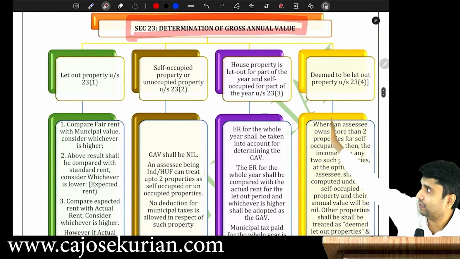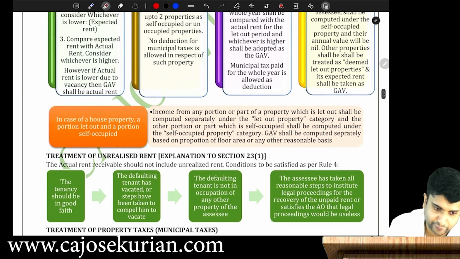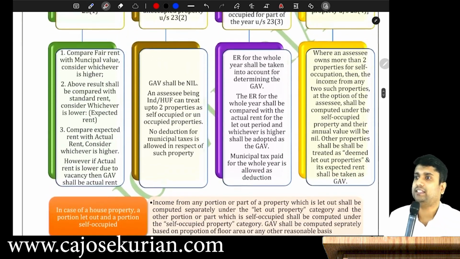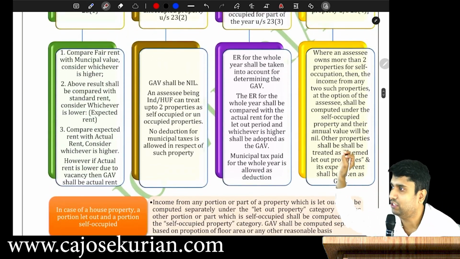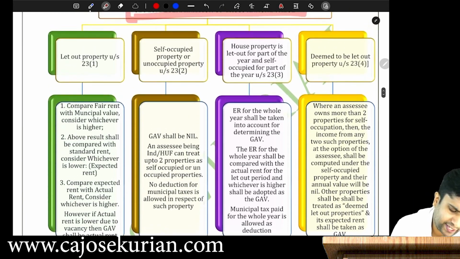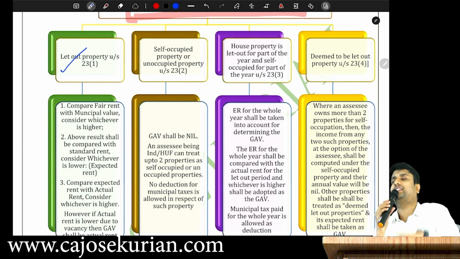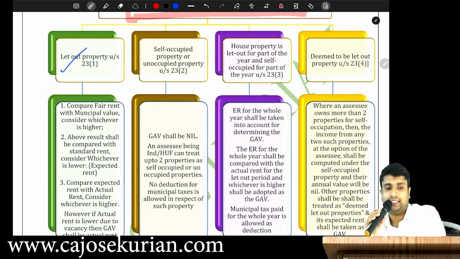Every property is there in one page. This is more than enough. We will discuss everything by making use of this chart. You can compare and study. So listen, what is the first type of property? I want good participation from your side. Read what is the first type of property. Let out property under section 23 subsection 1.